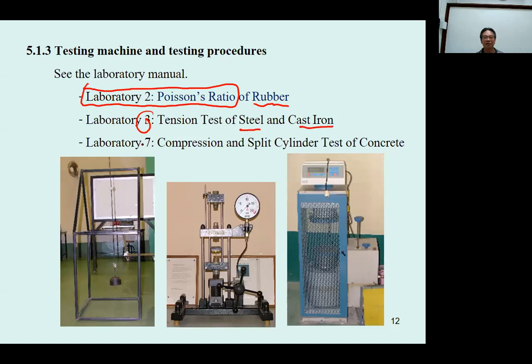And also we have the split tensile test for lab number seven. This is for lab number two. This is for lab number three, and this machine is for lab number seven. This is the compression machine. This is the UTM 20 kilonewton. This is for the Poisson ratio lab test.